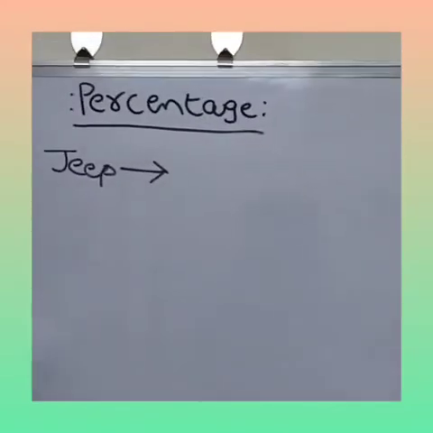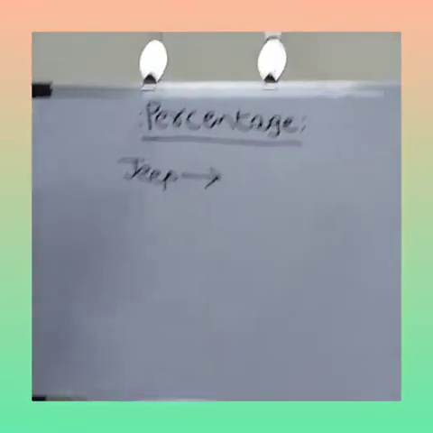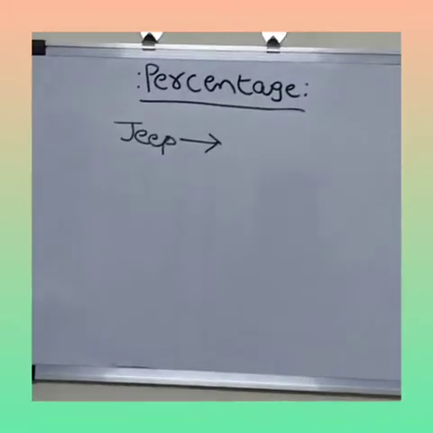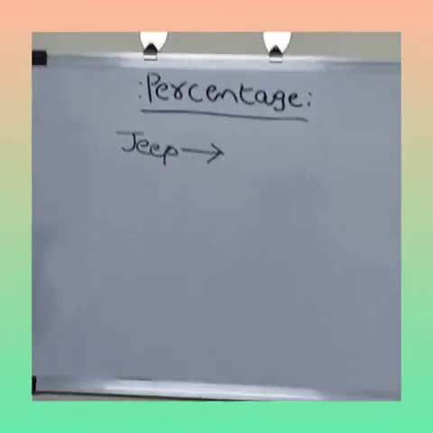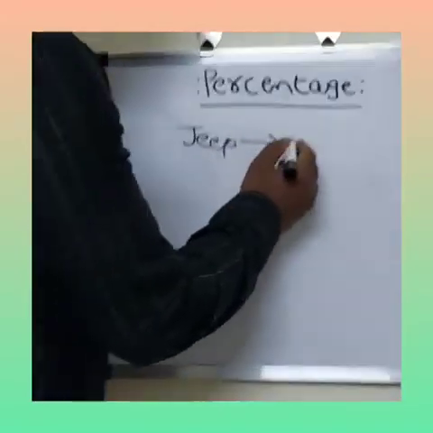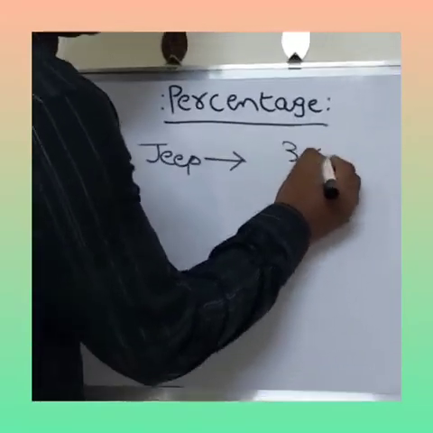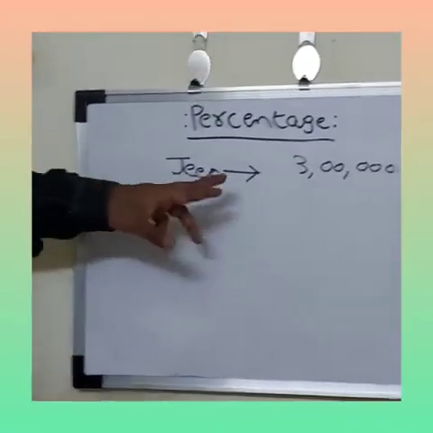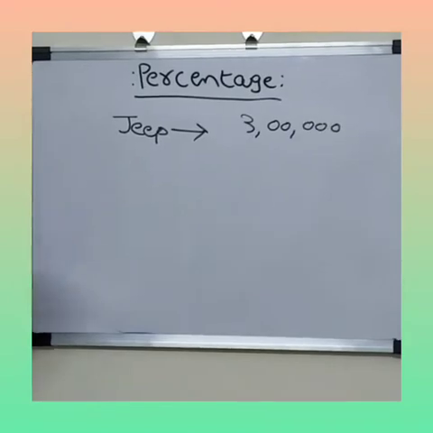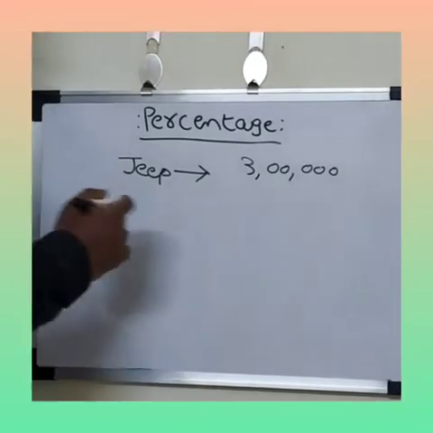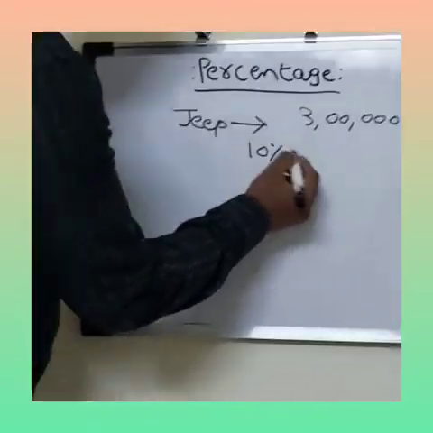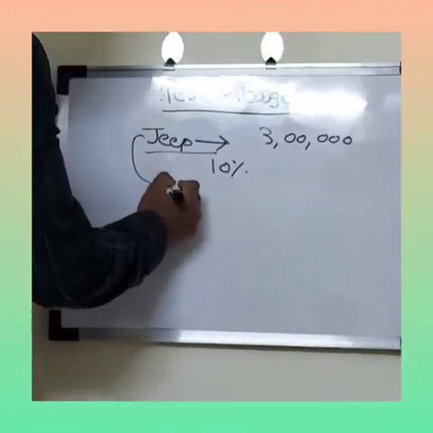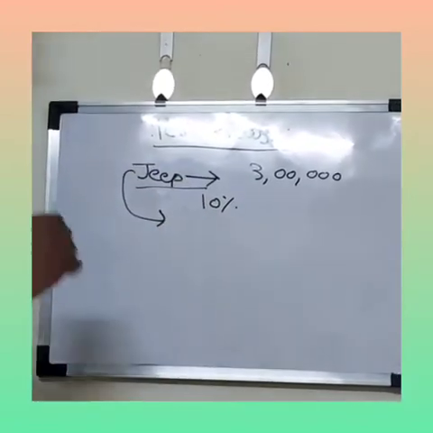We'll discuss one more simple problem. In this video we are covering simple problems, then we'll go to medium problems, and again to the critical problems. A showroom first declared the price of a Jeep as 3 lakhs. Later they reduced the price by 10%. What is the new price of this particular Jeep?